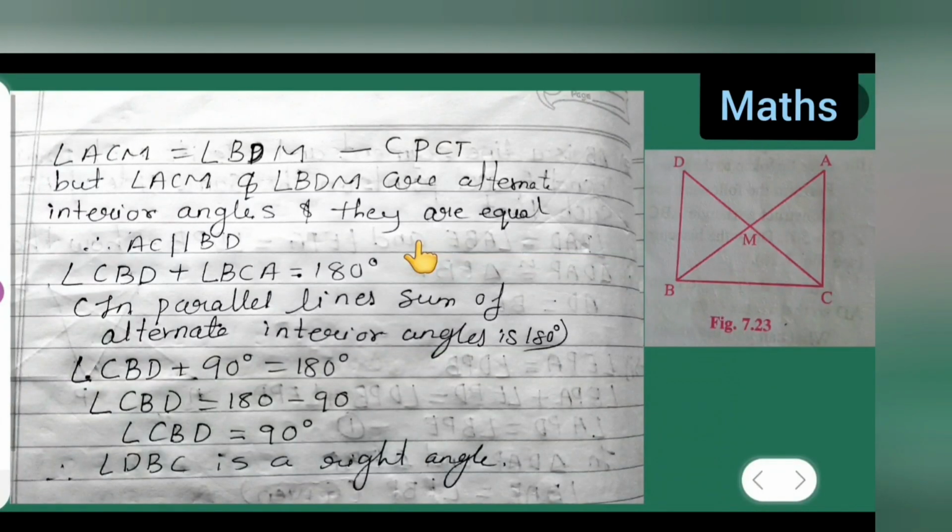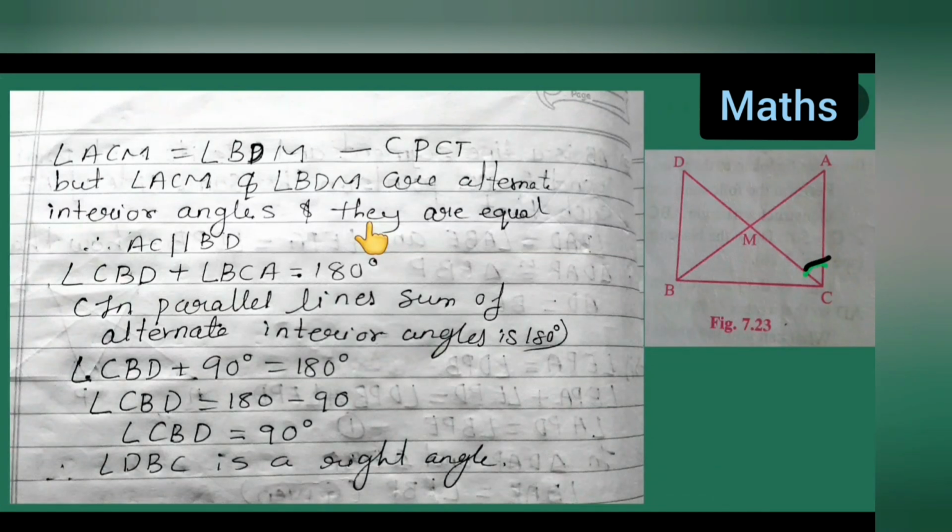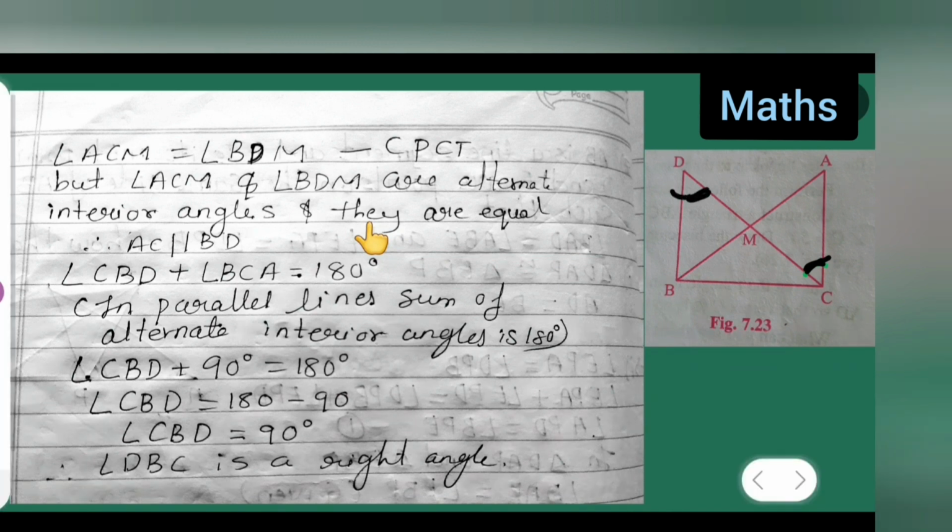As you can see, they are alternate interior angles, I said, right? Which angles have I taken? ACM and BDM. These are the alternate interior angles, you all can see. So now I can say that AC is parallel to BD.